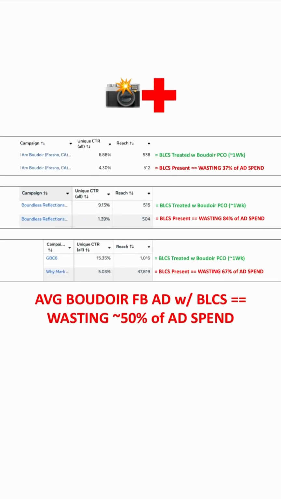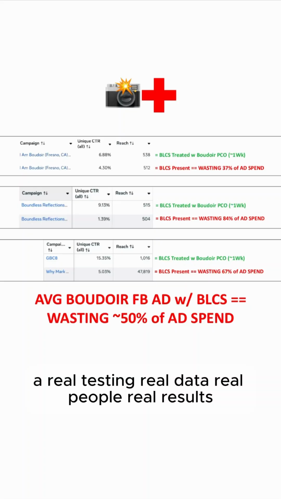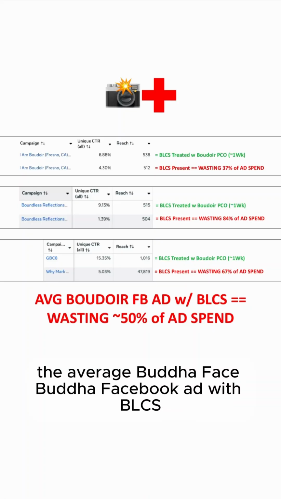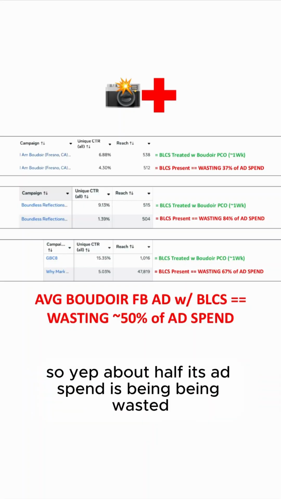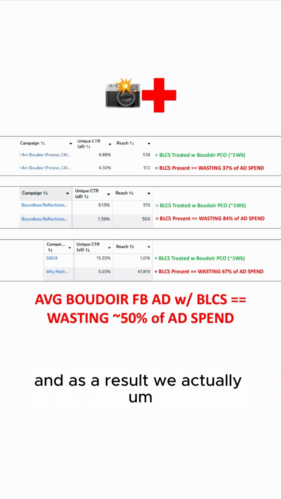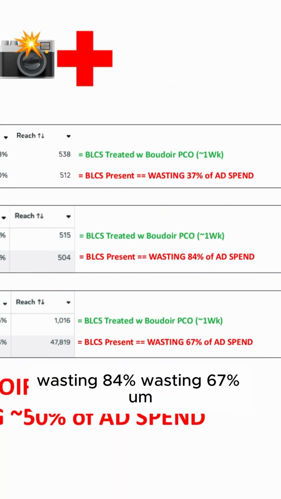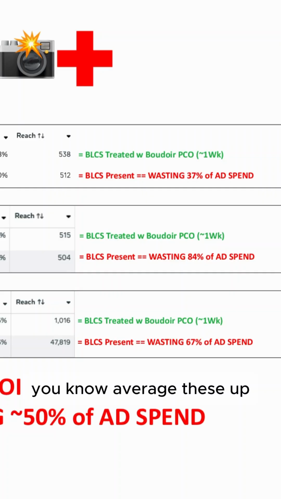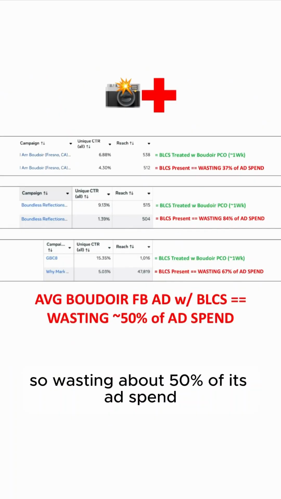So the average, what we've seen out in the wild, real testing, real data, real people, real results: the average Boudoir Facebook ad with BLCS is wasting about 50% of its ad spend. So you have about half its ad spend being wasted. Look at the numbers here: wasting 37%, wasting 84%, wasting 67%. Average these up, probably somewhere between 50 to 60%. So wasting about 50% of its ad spend.